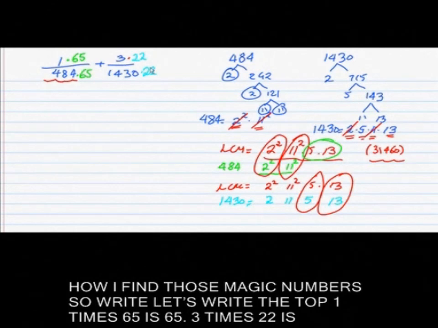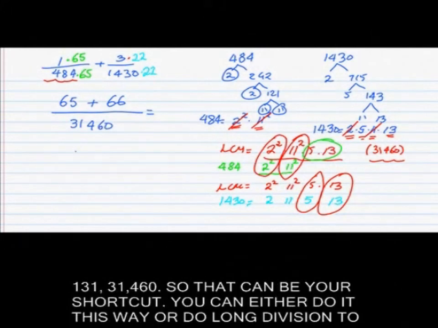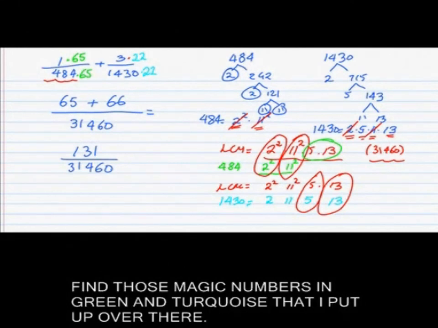So let's write the top. 1 times 65 is 65. 3 times 22 is 66. And the denominator is either multiplication, which is 31,460. And then you add the top, 131 over 31,460. So that can be your shortcut. You can either do it this way or do long division to find those magic numbers in green and turquoise that I put up over there.